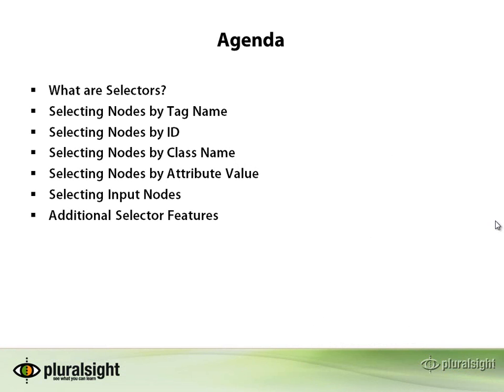Well, we're going to start off by first talking about what are selectors and why do you care about them as a developer. From there we're going to go into a lot of the different selectors that you need to know. So we're going to talk about how to select tags, how to select nodes based upon ID, based upon class name, different ways to select attributes, input nodes such as form tags, and then we'll wrap up by talking about some other more advanced selector features that are really nice to know about. So let's go ahead and jump into the first section, which is what are selectors and why do you care about them as a jQuery developer?